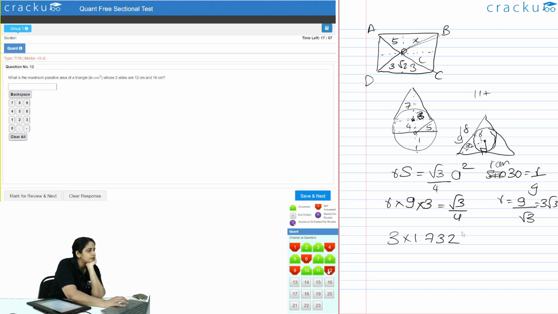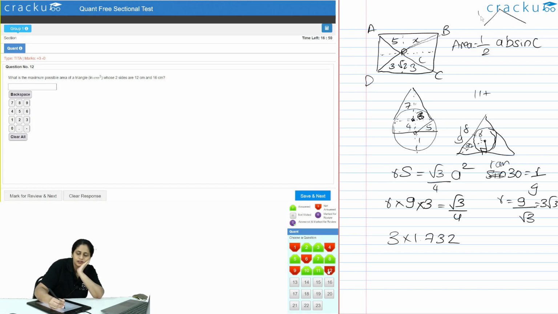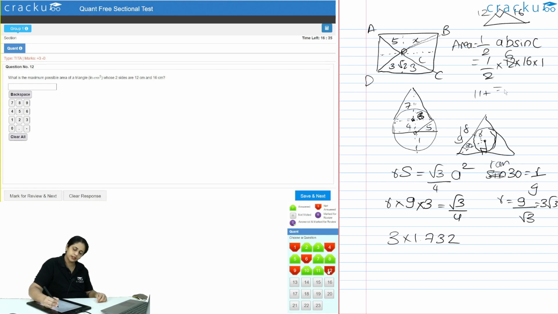Okay. Sides are 12 and 16. See, the area is equal to half AB sine C, right? That is the area of a triangle. So you're given A is 12 and B is 16, and the max value sine C can take is at 90 degrees. So this would be half into 12 into 16 into sine C, which would be 90 degrees, which is 1. So this is 6 into 16, that is 96.